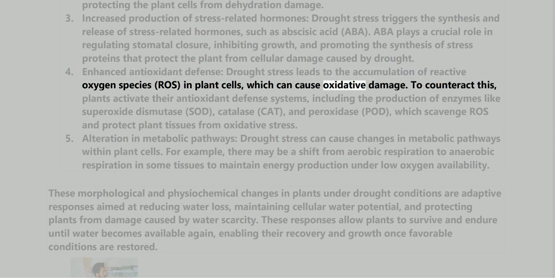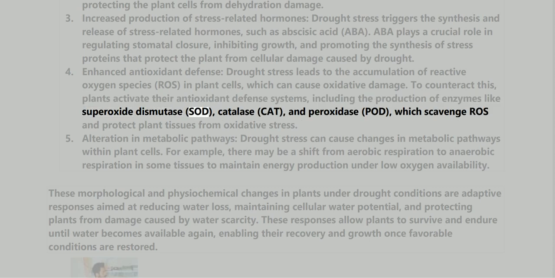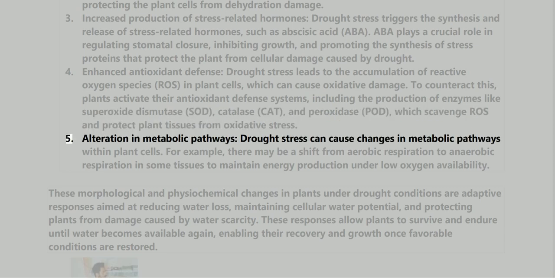To counteract this, plants activate their antioxidant defense systems, including the production of enzymes like superoxide dismutase, SOD, catalase, CAT, and peroxidase, POD, which scavenge ROS and protect plant tissues from oxidative stress. 5. Alteration in metabolic pathways. Drought stress can cause changes in metabolic pathways within plant cells.